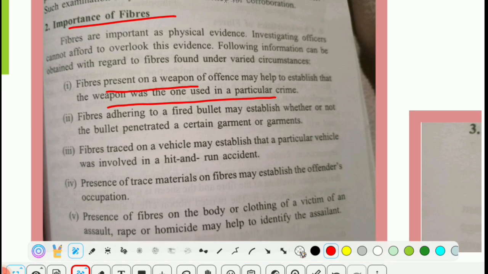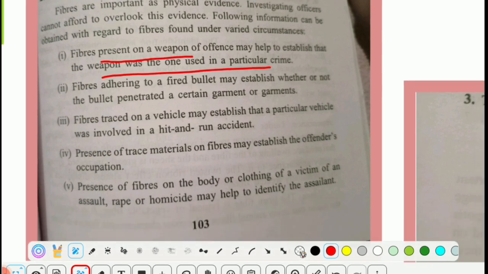So fiber can be present on the weapon that is used for the offense, and that can be used to correlate that evidence with the perpetrator. Then fibers have an excellent adhering property. They could adhere to the bullets that are fired, and the fiber present on the bullet is excellent evidence of whether the bullet has penetrated the body of the victim or not, because the victim must be wearing some garment containing some fiber, and the fiber present on the bullet is evidence for that.